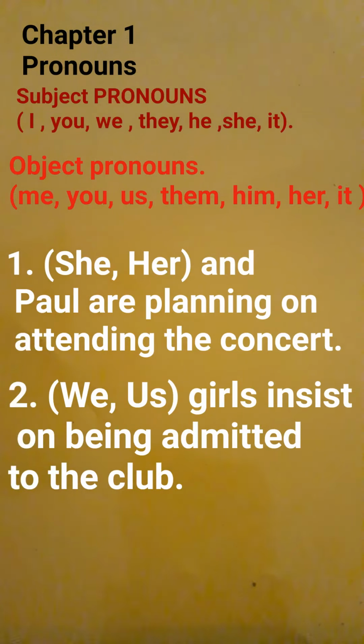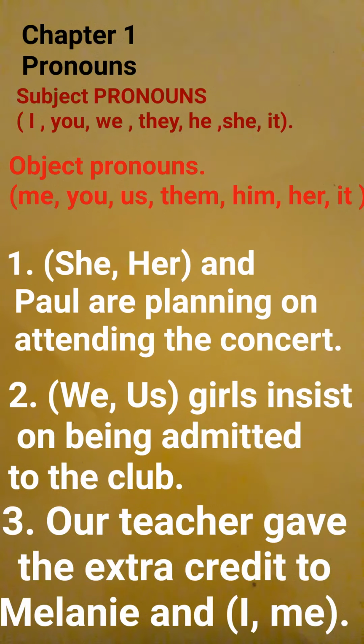Number 3, our teacher gave the extra credit to Milan and I or me. Focus on the two pronouns, namely I or me. Here, do we need an object or a subject? Look, it comes after the main verb of the sentence, namely give. This is the main verb of the sentence, so we need an object.